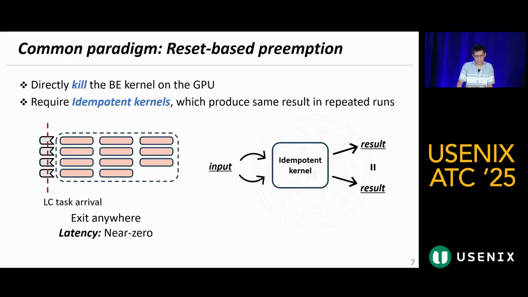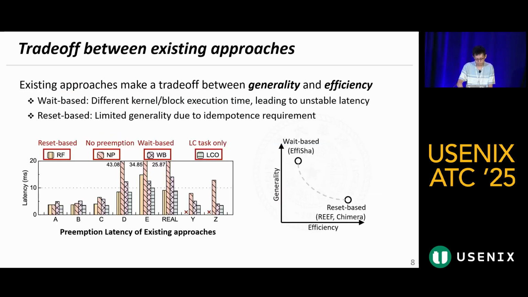The other is the reset-based approach. They directly kill the running BE kernel on the GPU. This requires that these GPU kernels are idempotent. That is, the results generated with the same input are always the same. In this way, tasks can be terminated at any time, which makes the preemption latency almost zero.